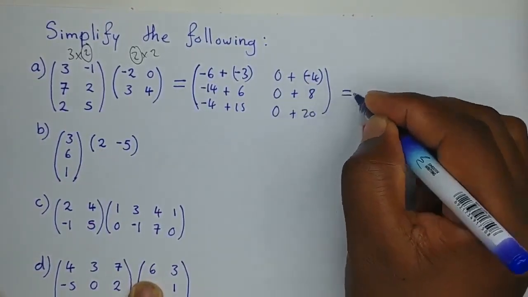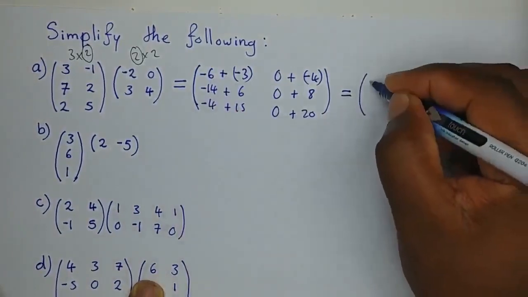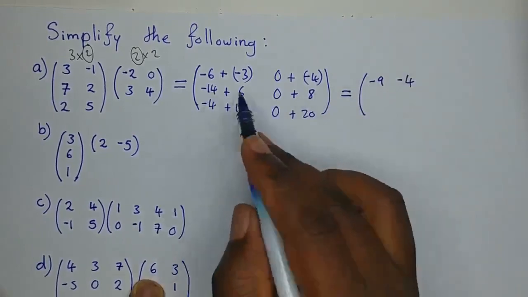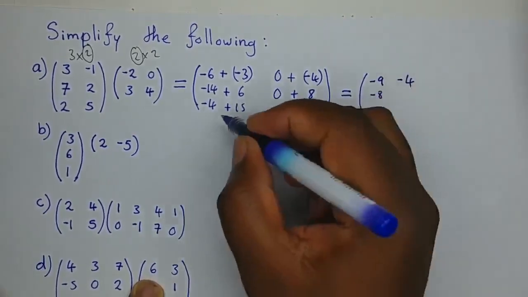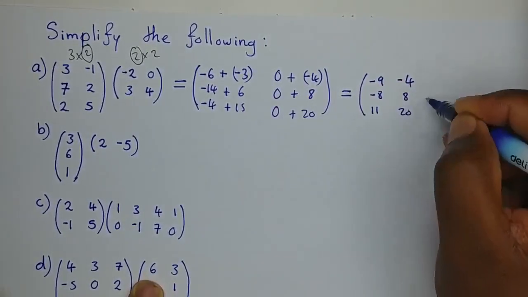The idea is, like we said, row by column. So adding these two numbers, we'll get -9. Adding these two, we'll get -4. Adding here, we get -8. Adding down there, we get +11. There we have 8. There we have 20.